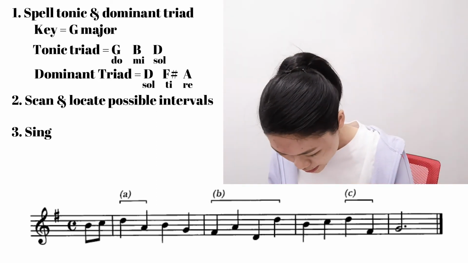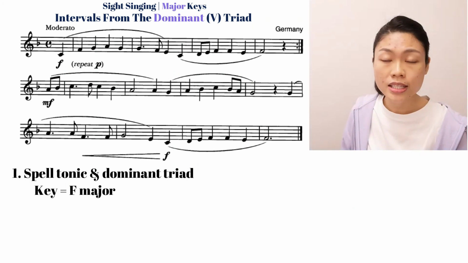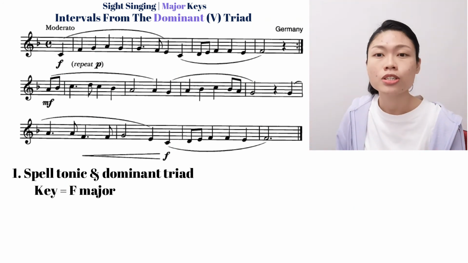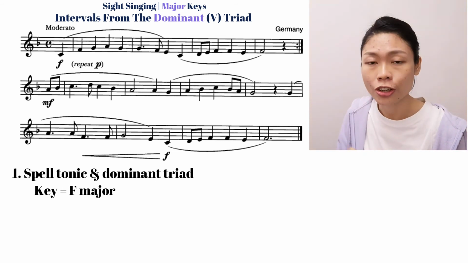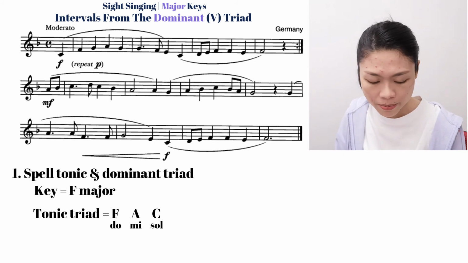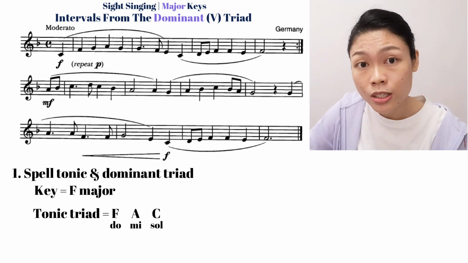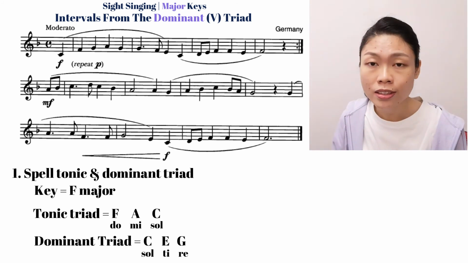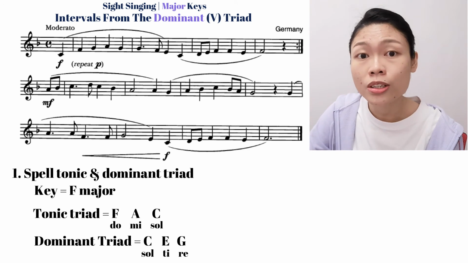We take another example. First, determine your key. One flat is F major. So we now spell out the notes for the tonic triad and the dominant triad for F major, which are the F, A, C as your do, mi, so, and C, E, G as your so, ti, re.